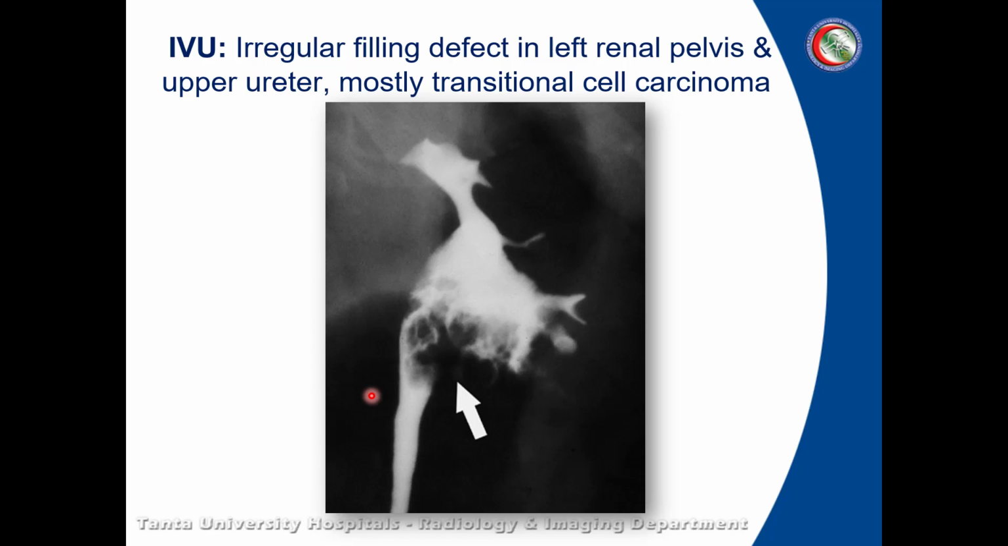This picture is IVU, showing an irregular shaggy appearance of filling defect that could be seen in the renal pelvis. This is the calyces, this is the pelvis, and this is the ureter, and also in the upper part of the ureter there is an irregular filling defect. So the full comment is IVU showing irregular shaggy filling defect in the left renal pelvis and the upper ureter, mostly urothelial tumor or transitional cell carcinoma, malignant in nature.